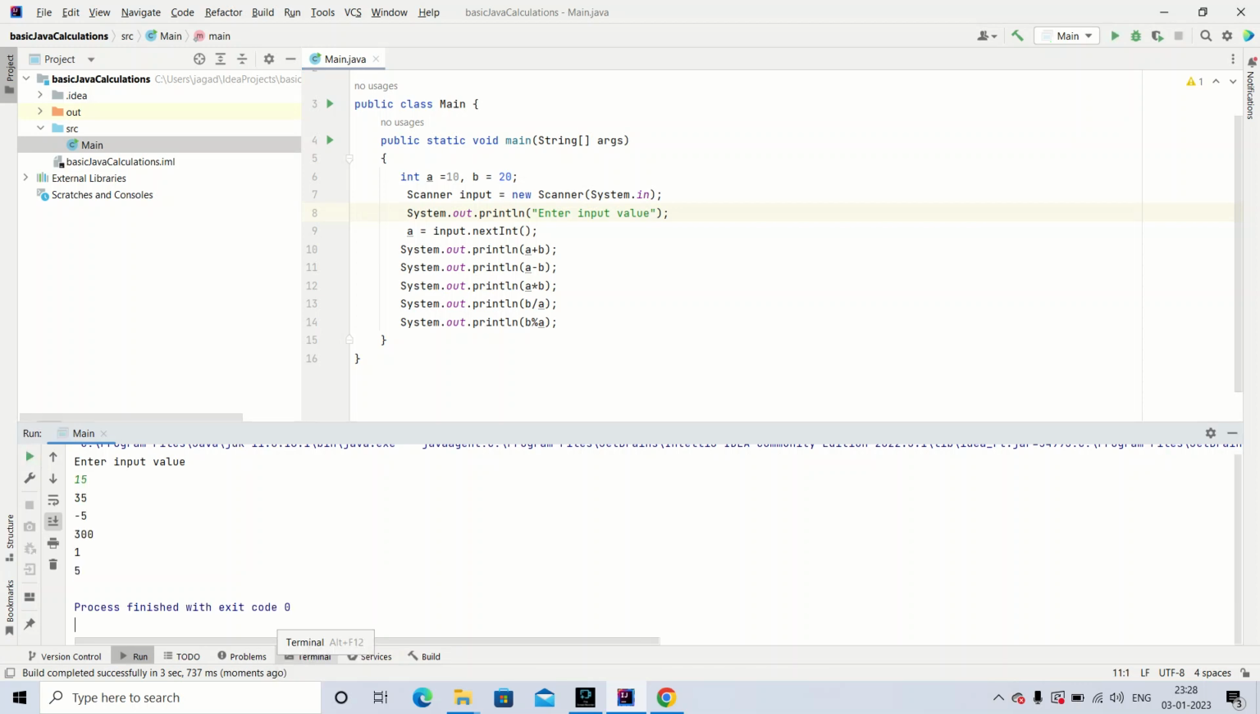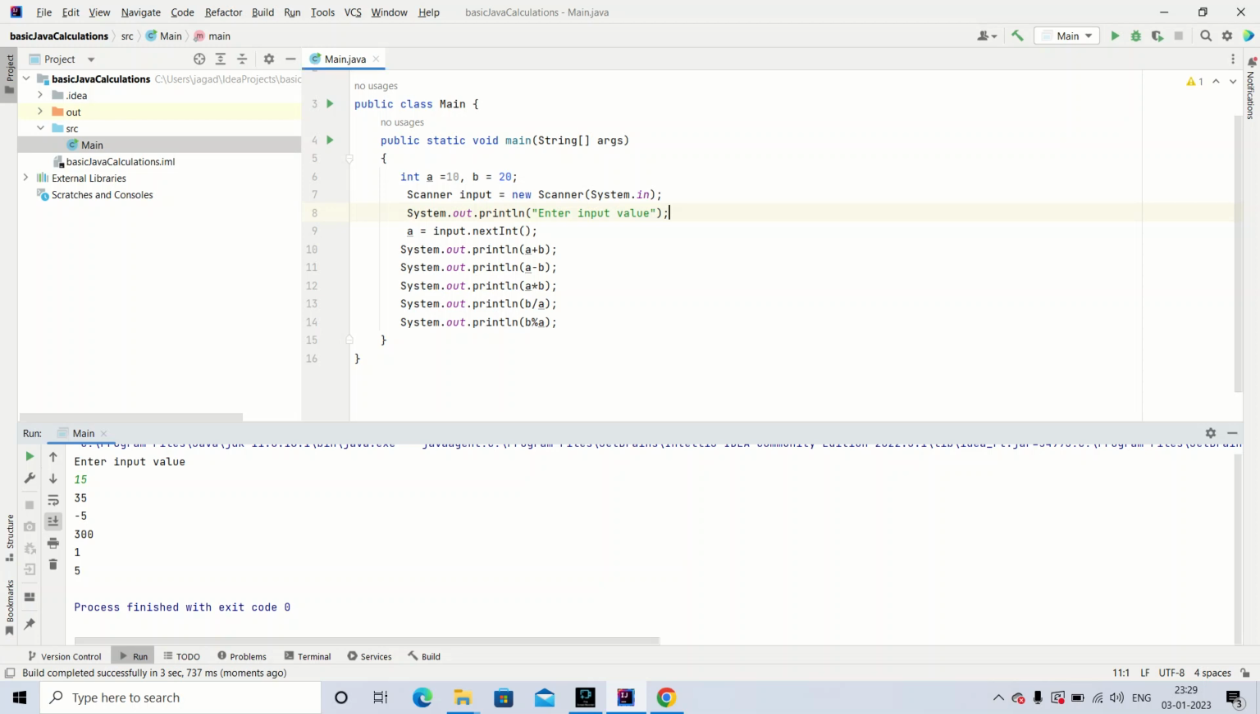Now I'm executing. As you can see, 15 plus 20 equals 35. Okay, then 15 minus 20 equals minus 5. Next, 15 into 20, 300. Here, b by a, b means 20, 20 by 15. So what is the output? 15 ones are 15. So the quotient is 1, and here the remainder is 5. So we got the output.